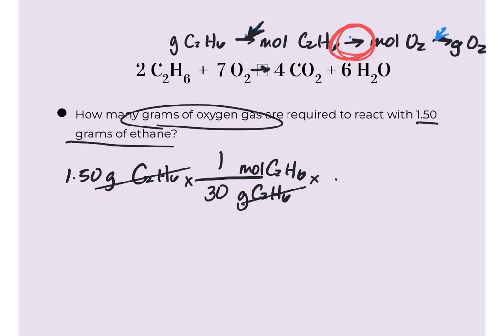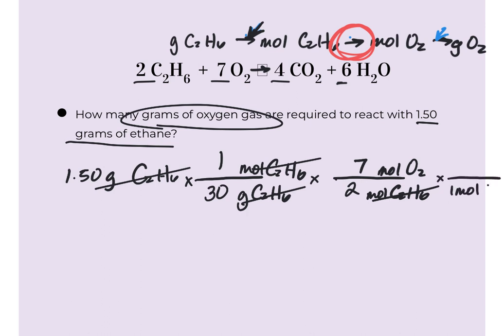My next step then is going to be to convert moles of ethane into moles of oxygen gas. So if I look at my balanced equation up here at the top, those coefficients, for every 7 moles of O2, I need 2 moles of ethane. So moles of ethane crosses out, moles of oxygen is left behind, and then finally 1 mole of O2, 32 grams, okay? And I know O2 is 32 because I just took the 2 oxygens and added them together.